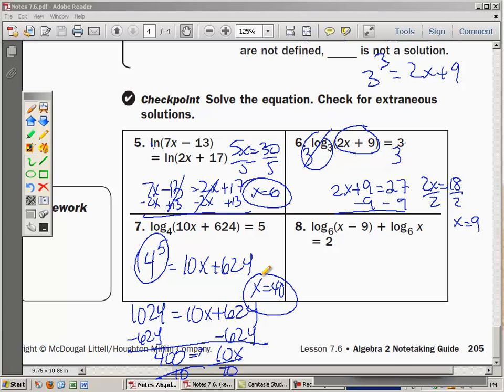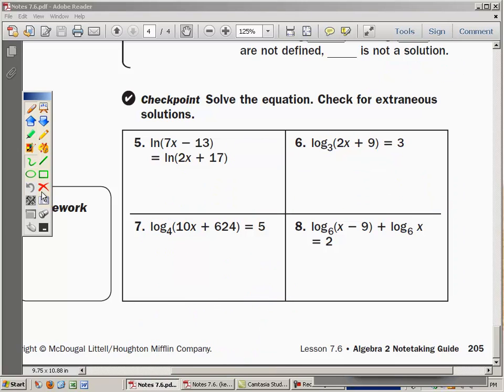Okay? Now, I'm going to wipe this off. I'm going to start over again because I'm going to need a little bit more work for number 8, a little bit more space here. All right, so this is log base 6 of x minus 9 plus log base 6 of x is equal to 2. Because this is the sum of these, this becomes log base 6 of x minus 9 times x is equal to 2. All right, because it's the sum of these two and they have the same base, we take the product of x and x minus 9.